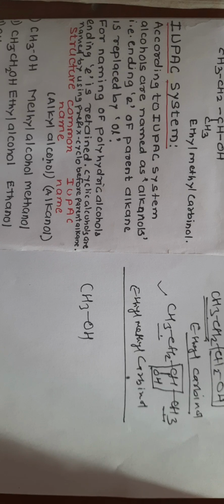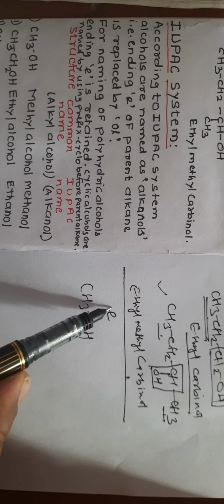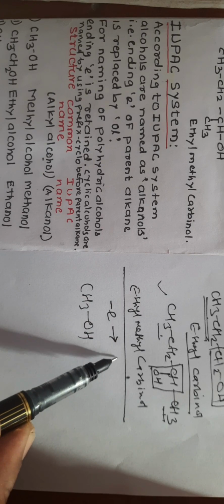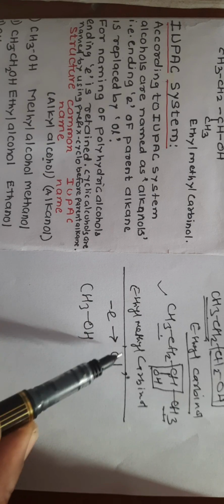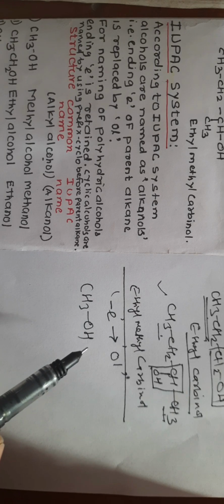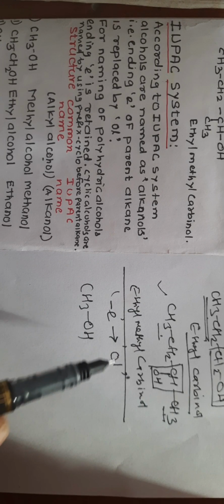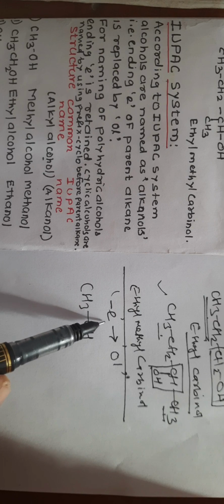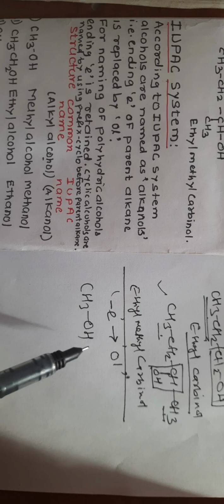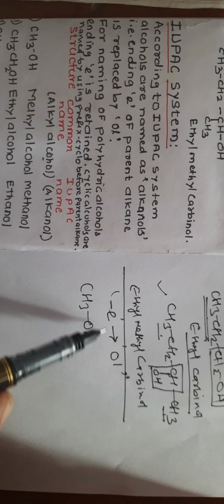Then after that, if any alkyl group is present on the selected carbon chain, denote its position and write its name. Then finally, we have to write the name of the parent alkane, but we have to replace the ending E. That is important, you have to remember this one. The ending E is replaced by OL. It is only for the aliphatic alcohols. E is replaced by OL. That you have to remember.